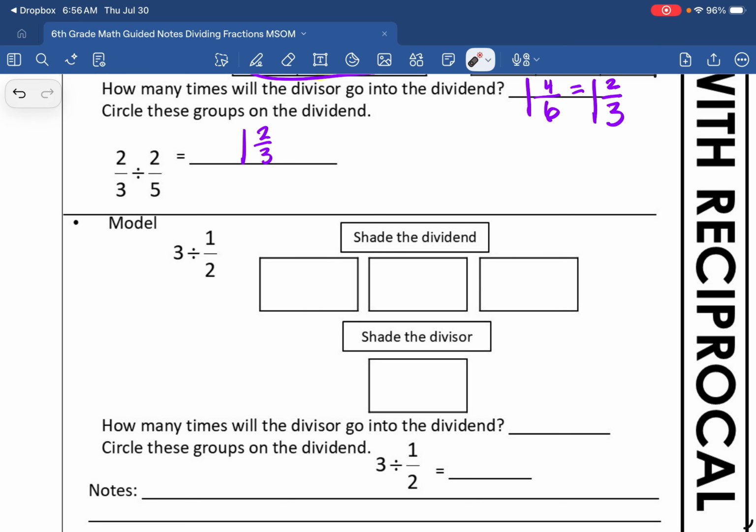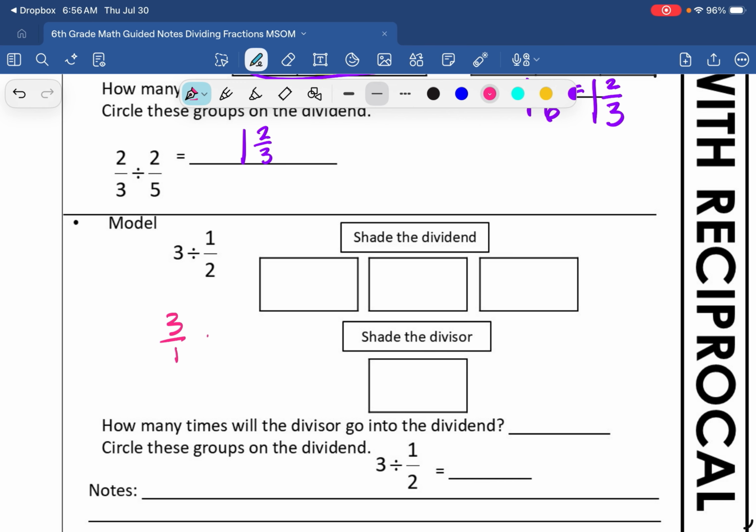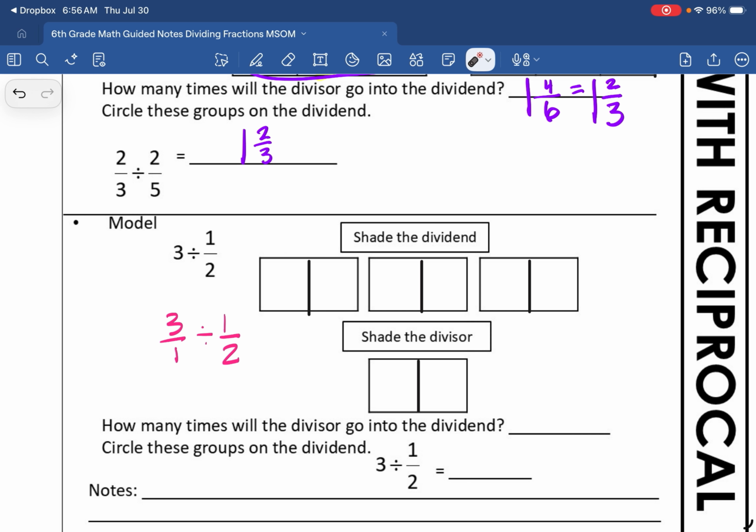Model 3 divided by 1/2. So here my denominators are 1, I don't see the 1 under 3 but it's there, and a 2. So I need to divide this up with 1 and then 2 going the other way. So I will just cut these in half. Therefore, I have 1 going horizontally, and then vertically I have 2.